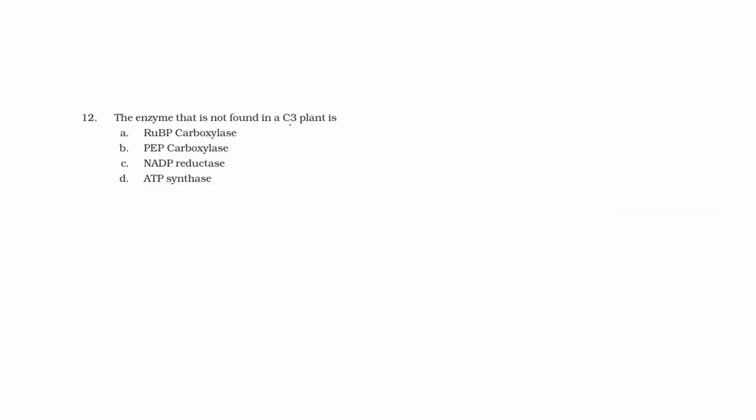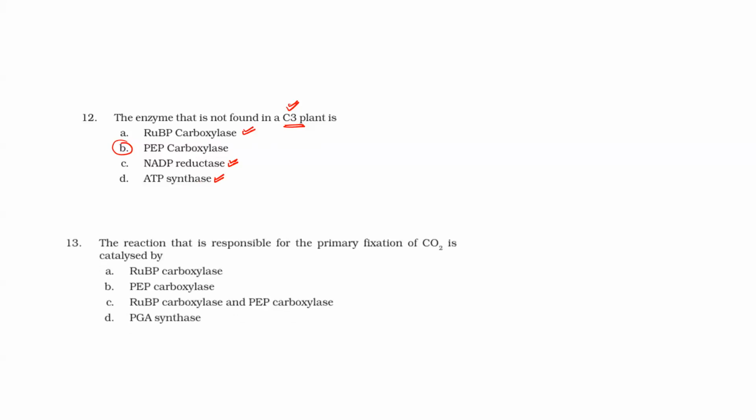The enzyme which is not found in C3 plant. It's very important, as in the table also. PEPcase is not present in the C3 plant. It is present in C4 because this is the main enzyme to do carboxylation. This is the one responsible for making NADPH plus H plus in the light reaction and ATP synthesis, formation of ATP. The reaction which is responsible for the primary fixation of carbon dioxide is catalyzed by RuBP carboxylase.